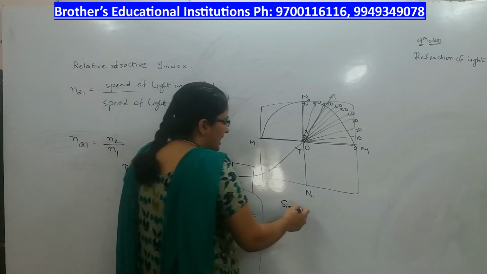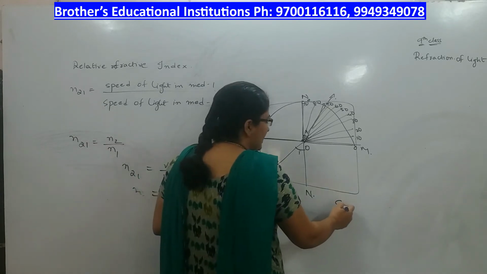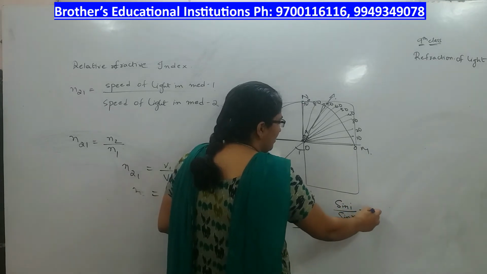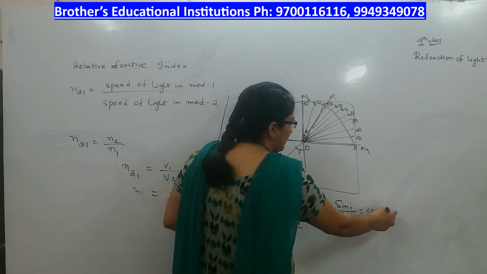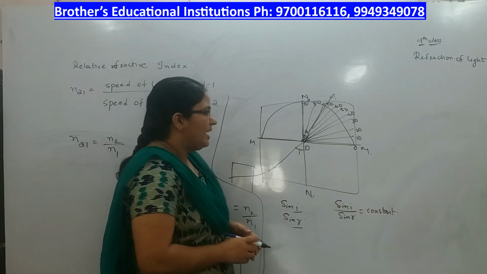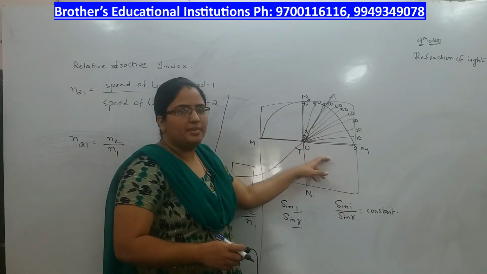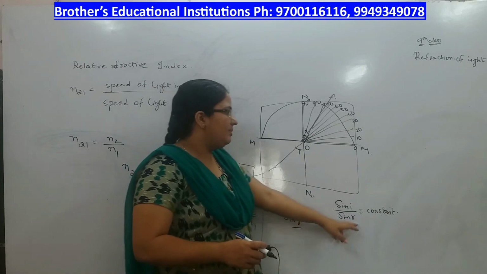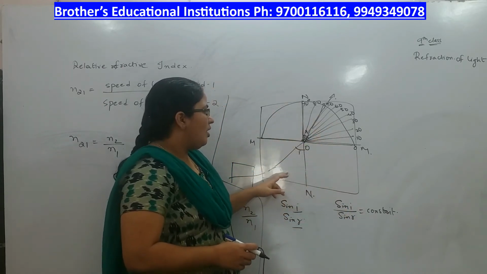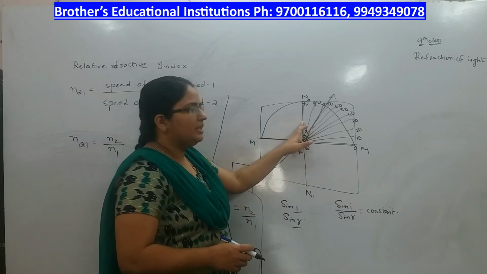Always as you change angle I, angle R also changes. It changes in such a way that sin I by sin R is equal to constant. So this constant value will give you the refractive index of the glass slab that you have used. Here you will notice that always the angle of refraction will come closer to the normal.